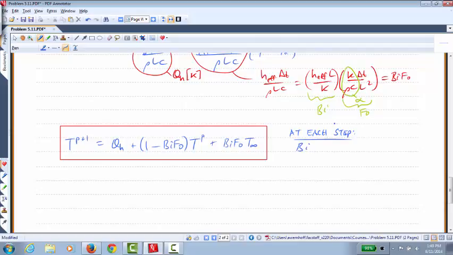At each step, the Biot number must be less than 0.1 for lump capacitance to be valid. Also, 1 minus Biot times Fourier has to be bigger than 0 for the stability criterion. So we'll check these two things out when we do the Excel spreadsheet.